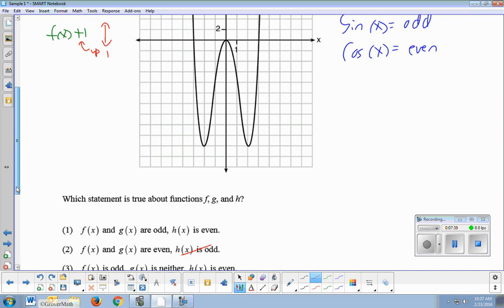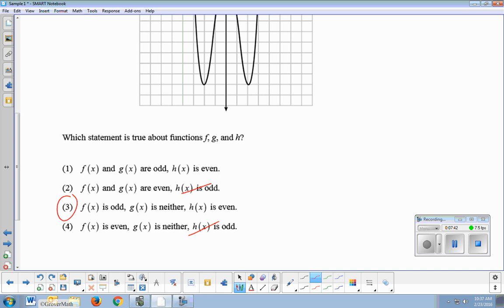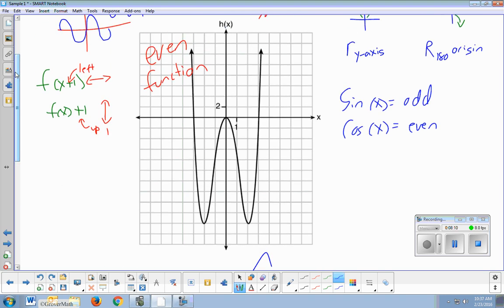And so that is why our answer is 3. That f of x, the basic sine 2x, is an odd function because it's the same flipped upside down. The g of x, which is sine 2x with a plus 1 attached, which moved it up 1, is what made it no longer symmetrical about the origin. So that was a neither. And then the h of x, the graph here, is even because it is a mirror image of itself across the y-axis. I see a mirror image. It's a reflection across the y-axis.